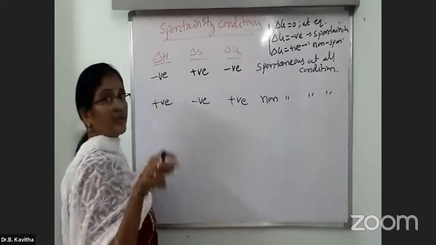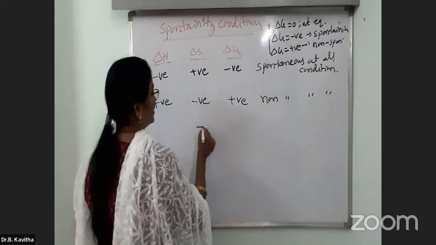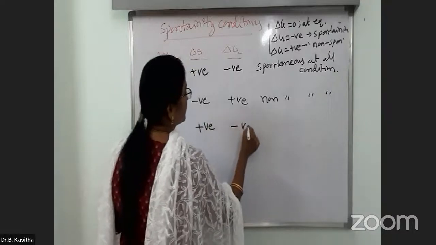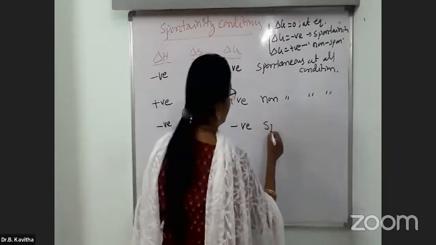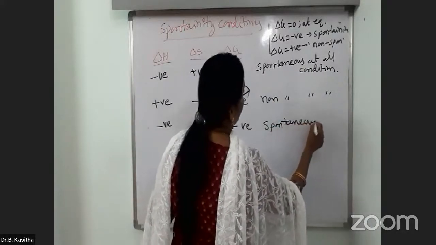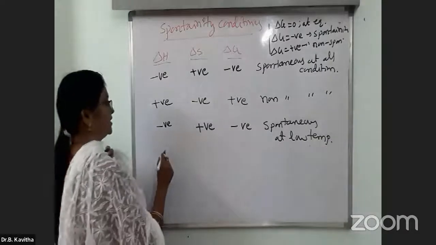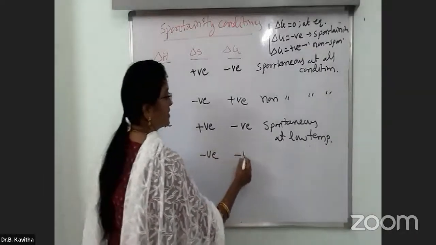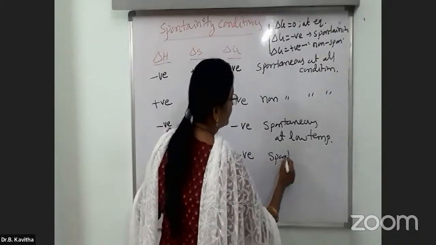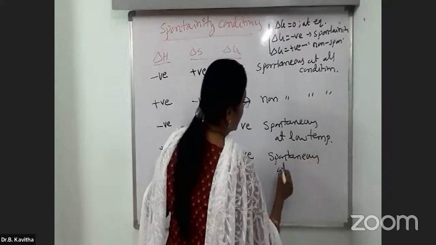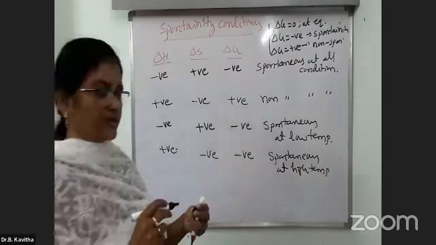Two more things are there: at low temperature and at high temperature. At low temperature, randomness decreases, so this becomes positive. This becomes negative. For spontaneous, delta G is always negative, and this also becomes negative. This is spontaneous at a low temperature. At high temperature, this is negative, but this becomes positive. This is spontaneous at high temperature. So these are the things that you have to remember.